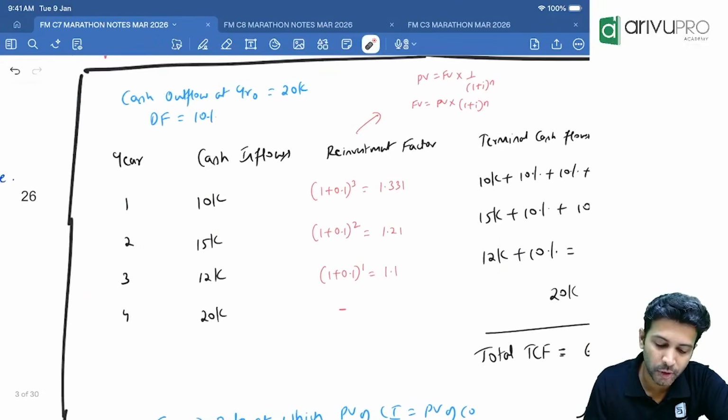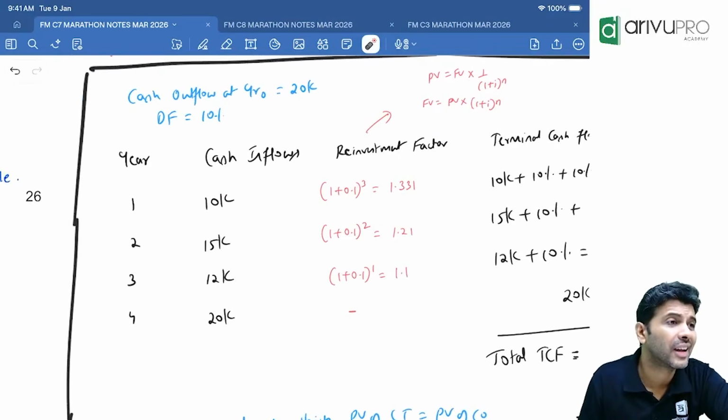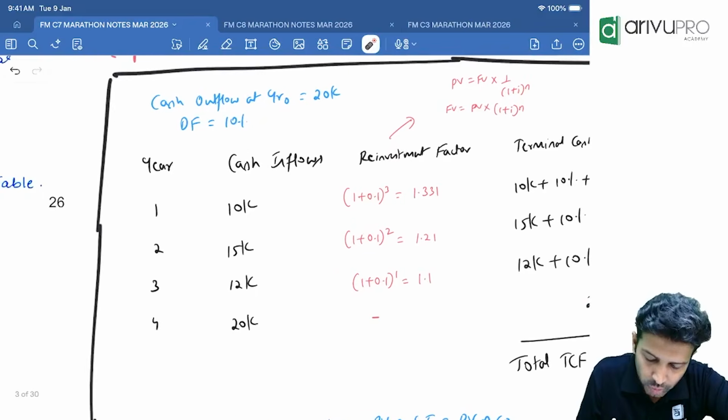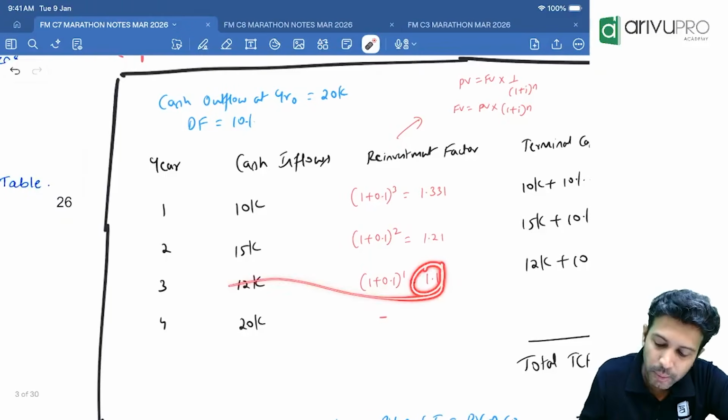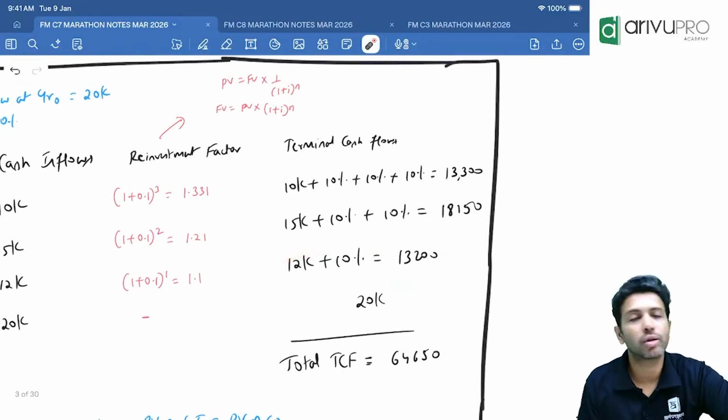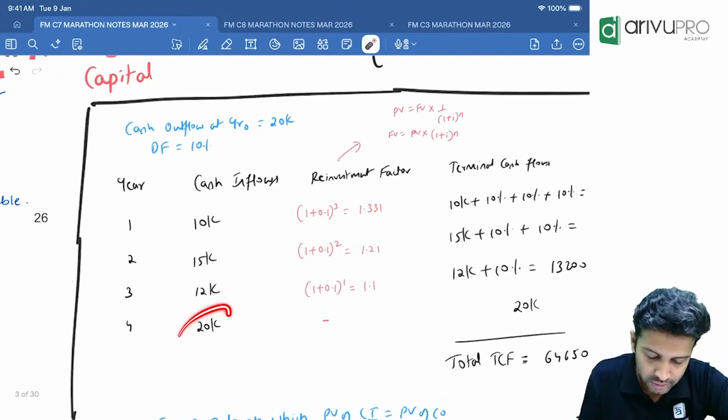13,200. Our reinvestment formula is (1 + i)^n. n here is what? 1. So 1.1, that's all it is. So 12,000 into 1.1 will become how much? 13,200. Last year, 4th year, 20,000.